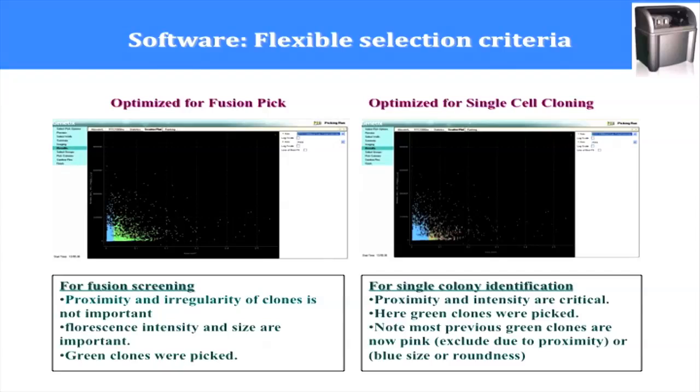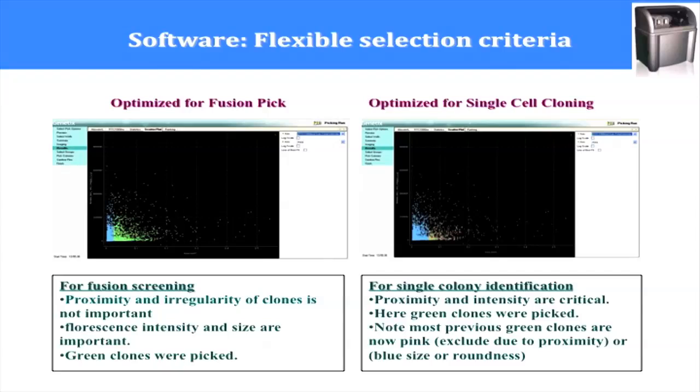We really want a clone that's growing really well, of reasonable size, not too big, and secretes a lot of antibodies. That will be the fluorescent. So size and fluorescent intensity will be very important for us. You can see from here we set certain criteria, and the green colonies will be the ones that we picked.